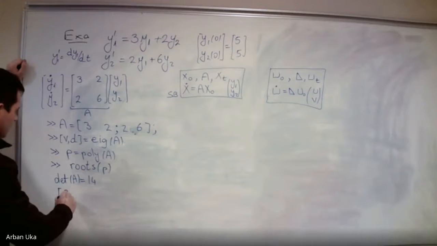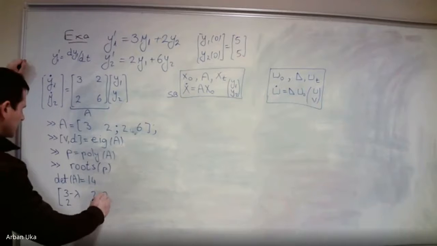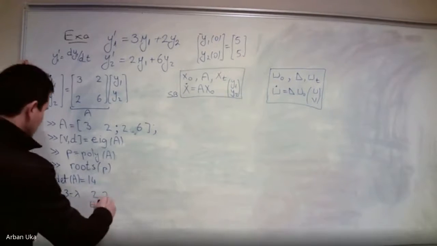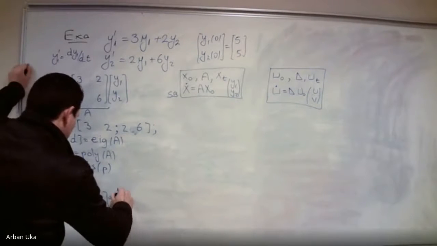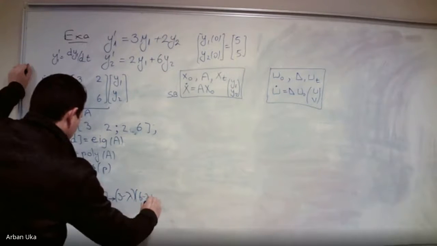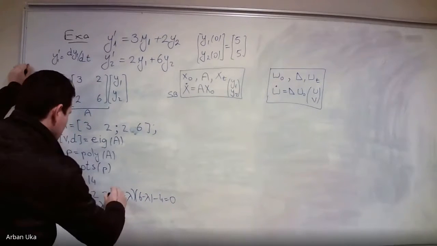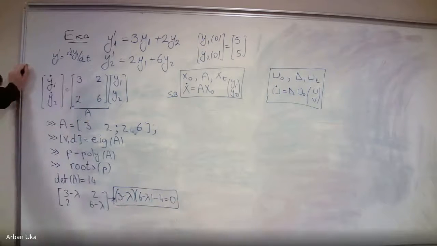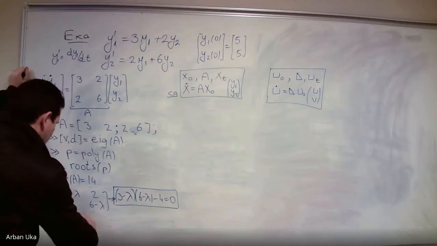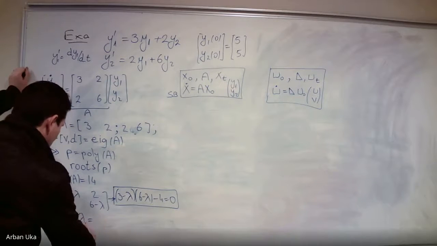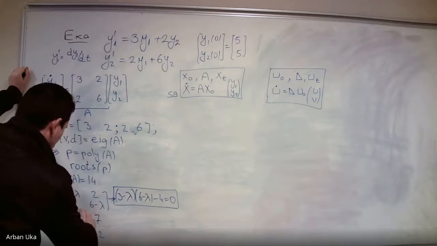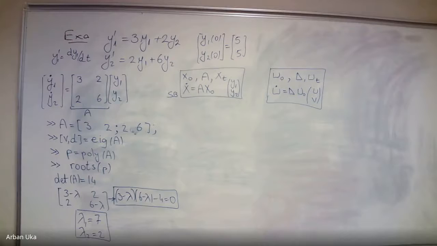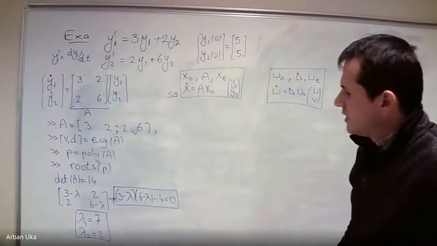The procedure should be as follows: 3 minus lambda, 2, 2, 6 minus lambda, and then from here we can find that (3 minus lambda) times (6 minus lambda) minus 4 is equal to 0. So this is the characteristic polynomial, second order in lambda. The roots of this, as you suggested, are lambda 1 equal to 7, and lambda 2 equal to 2. Okay, we did this, and then we need to identify the eigenvectors.